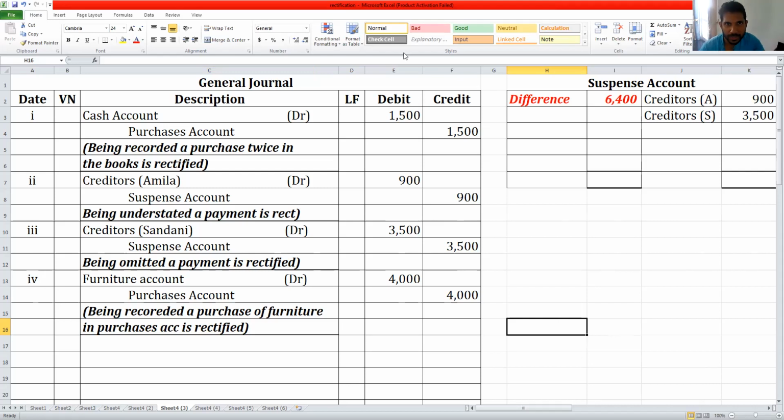Remember, the suspense account is not used here. Okay, better. Last one. Payment of Kapila valued 1,000 has been credited to his personal account.